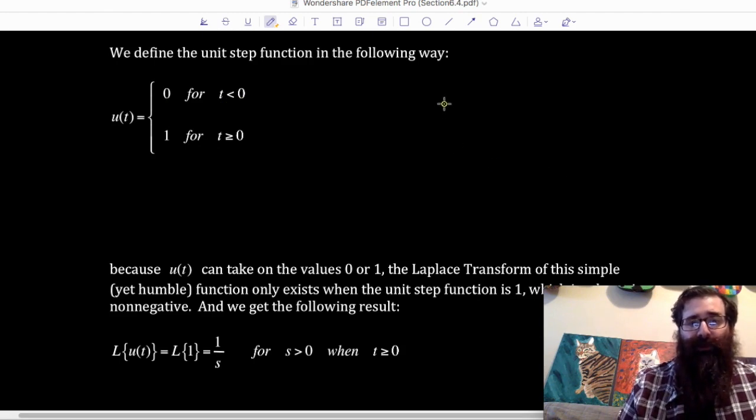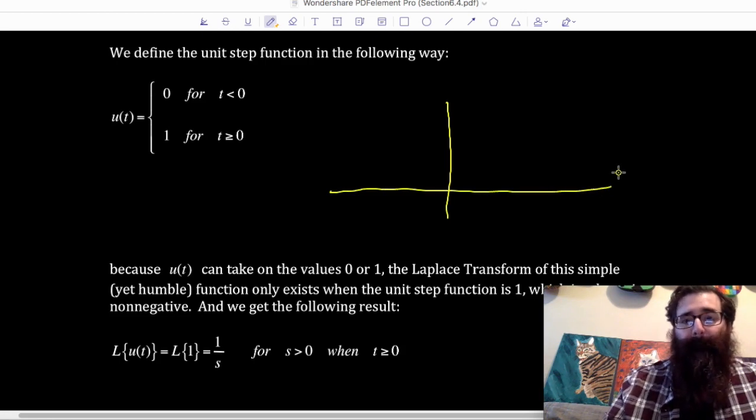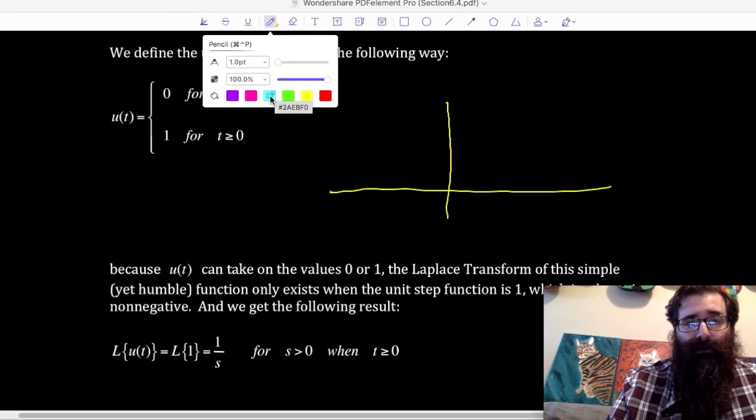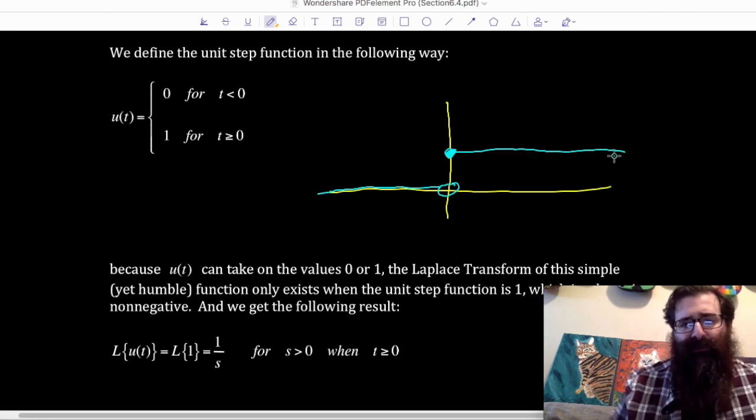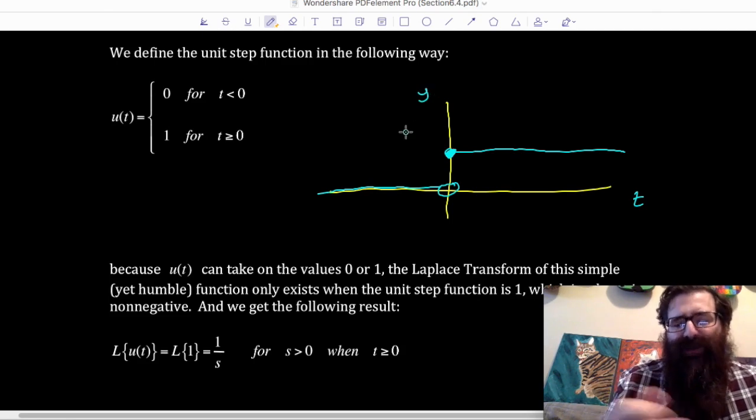So if I wanted to get a visualization as to how this looks, draw my axes, and then get an idea. We'll do blue for the graph. Up to t equals 0, this will be my t-axis, the horizontal axis, the function is 0, but then at 0 and afterwards, it just steps up to 1. Use your imagination that those are horizontal looking lines. We have the t-axis and then call it the y-axis or the u of t-axis. So that's in general how our unit step function is going to look.